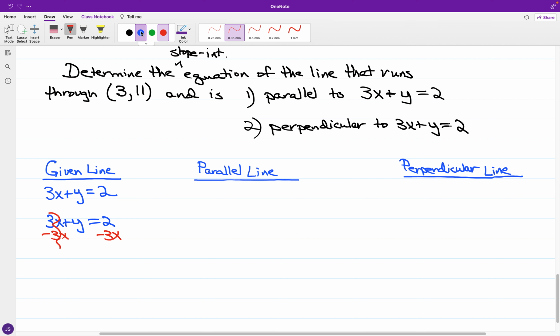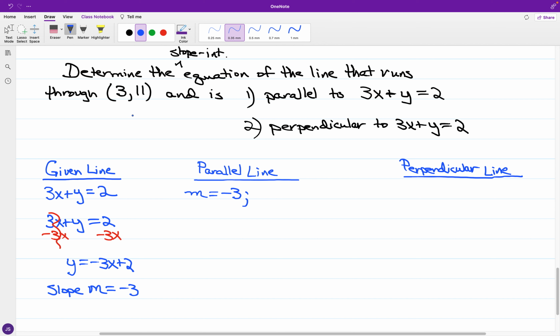Then we have taking out 3x from the left, so we have y is equal to negative 3x plus 2. For the given line, the coefficient of the x term is going to be the slope. In this case, the slope of the given line is negative 3. And for the parallel line, parallel lines are going to have the same slope. So the slope is going to be negative 3.